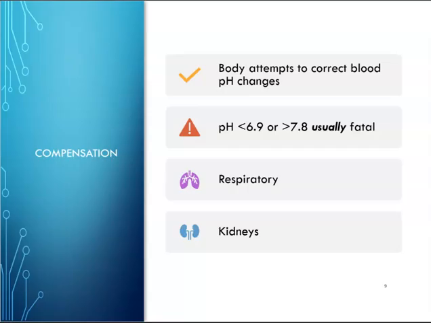So again, compensation is the body's attempt to recover from whatever the primary disorder is, to achieve homeostasis. Our kidneys and lungs are going to come into play depending on what's going on, and they're going to try to correct it. Respiratory can only correct for metabolic, and the kidneys are going to do both.